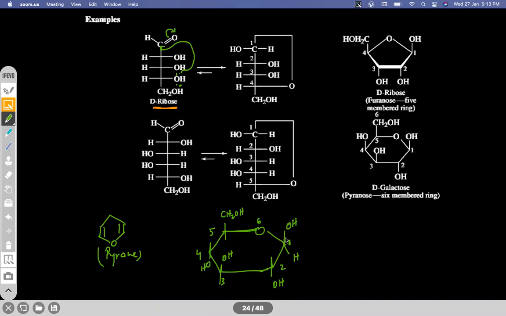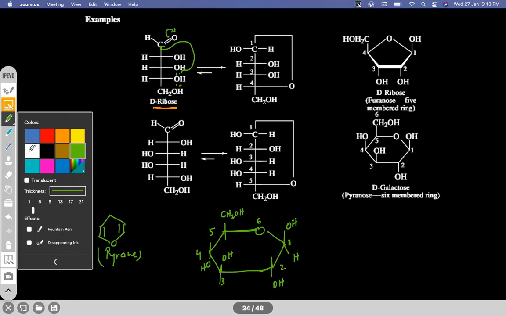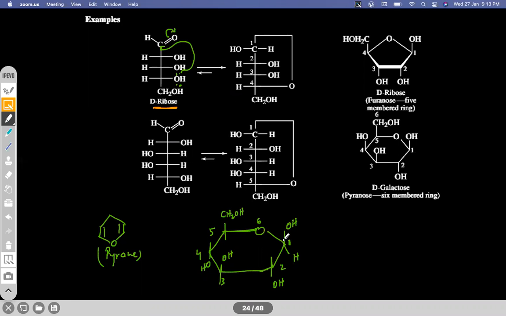Okay. So when you have this, two things you have to keep in mind. When this oxygen position is the first carbon, 1, 2, 3, 4, 5, the sixth carbon atom is not part of the ring. That is one thing. Second thing, on the first carbon, if you change the configuration, when you have OH on the top, then it is the beta form. Similarly, if you write this OH at the bottom and H on the top, then it is the alpha form, right?